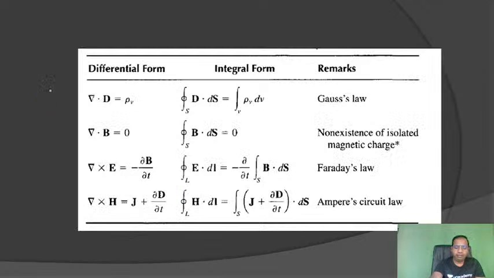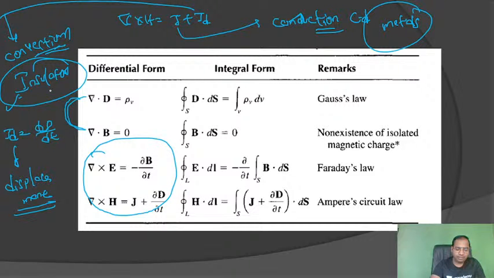So these are all the different Maxwell's equations, guys. I hope all of you understood. From these Maxwell's equations, we will definitely get one question in the exam.